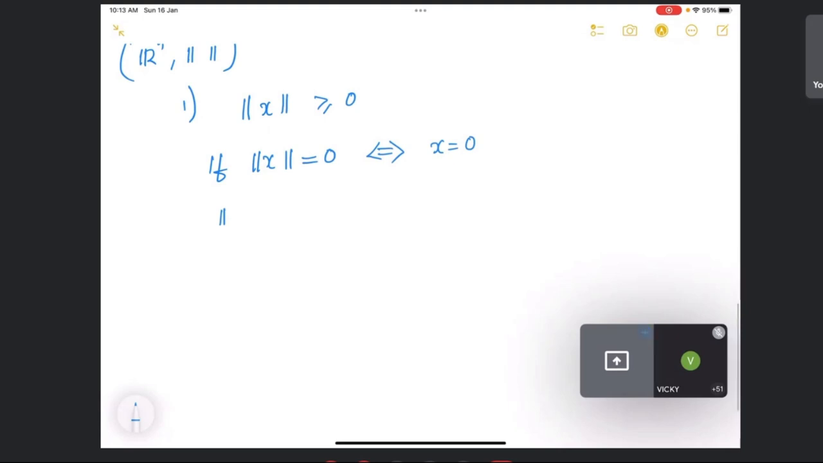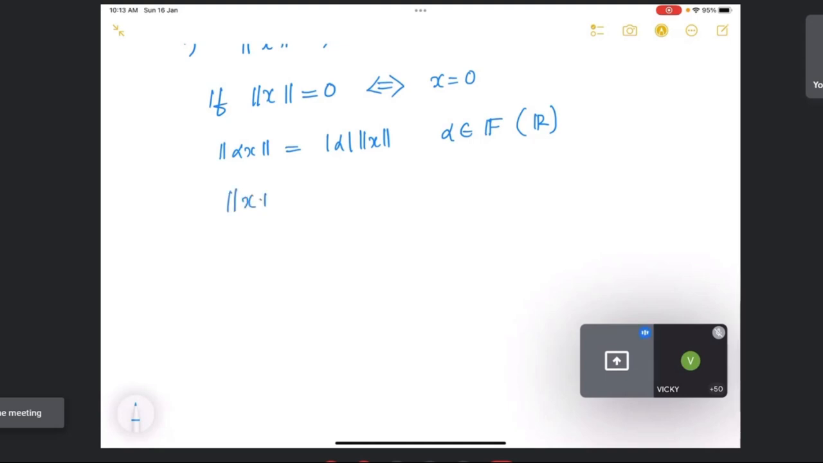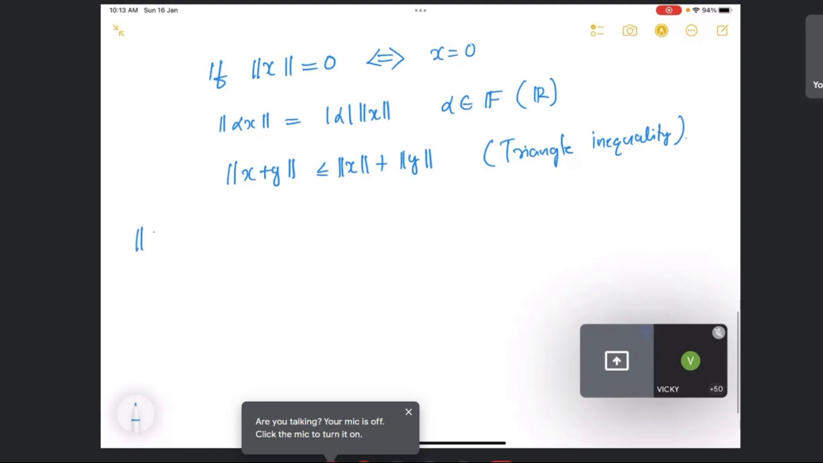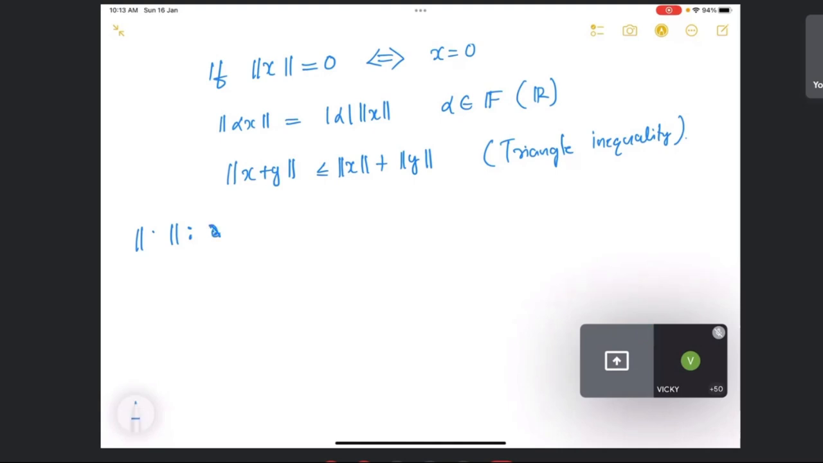And another property is that norm of alpha times x is nothing but modulus of alpha times norm x, where alpha is coming from the scalar field F, and in our case it was the real line R. Okay, and one important property is that norm of x plus y is less than or equal to norm x plus norm y. Okay, this is called the triangle inequality. So here this function norm, this is actually a function from where to where? This is a function from R power 3 or R power n to R.